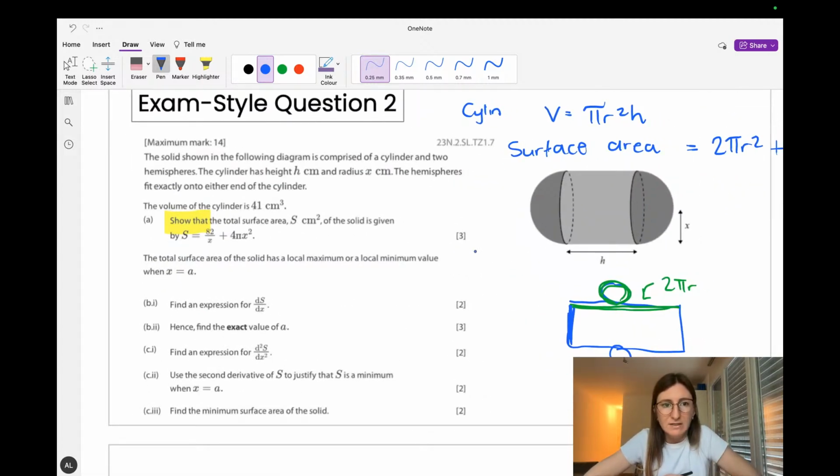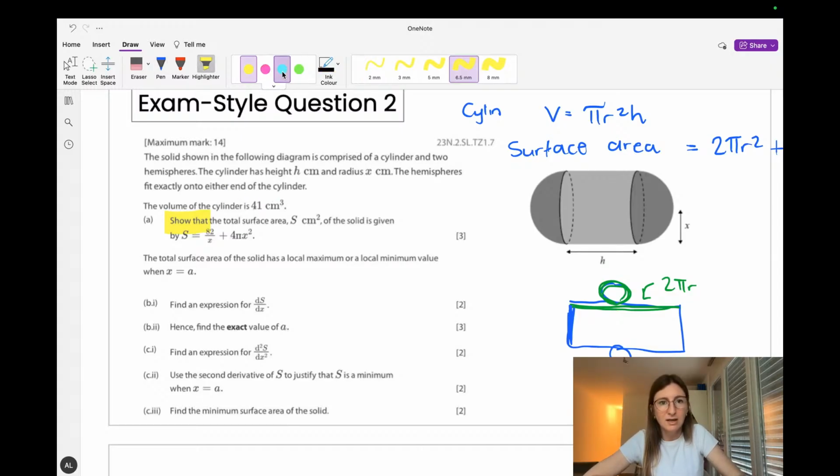It's comprised of a cylinder and 2 hemispheres, which is half spheres. The cylinder has a height of h, okay, that's normal, and the radius is x. So instead of r, we're going to be using x. The hemispheres fit exactly onto either end of the cylinder. So that's just saying we don't need to worry about any empty space. The volume of the cylinder is 41 centimeters cubed.